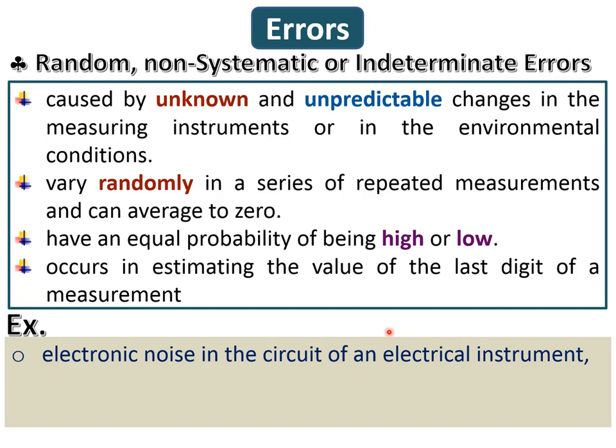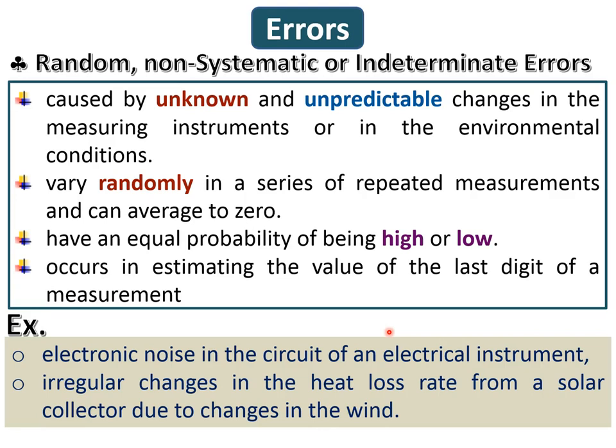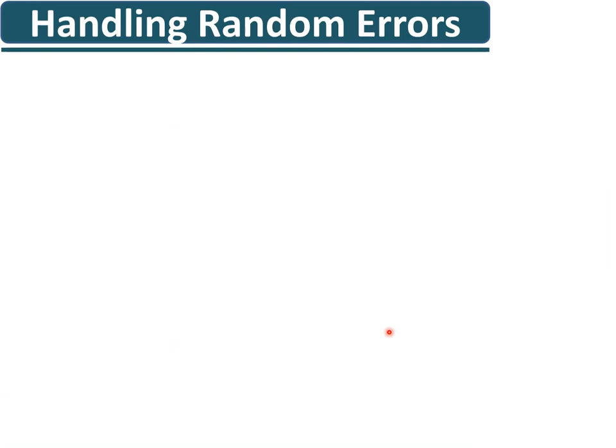A regular change in the heat loss rate from a solar collector due to changes in the wind. Okay, so this also is a reason for the random error. Handling random error: as I said, random errors often have a Gaussian normal distribution, like this plot.